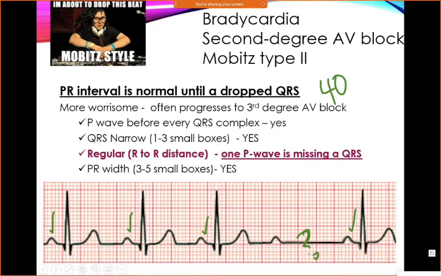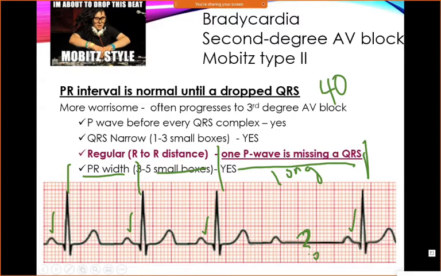This QRS is narrow, normal, 1 to 3 small boxes, so yes, we're good there. Is it regular? We've got regular, regular, and then this is really long, so we're no longer regular, we're irregular again. Something's missing here. So we can't call it a first degree. We do have visible P waves, but we have to look at that PR interval.